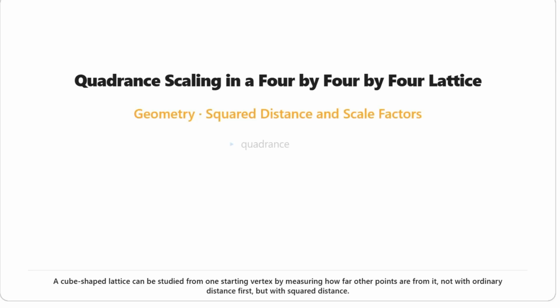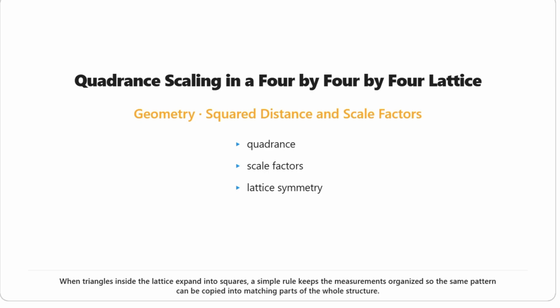Lattice can be studied from one starting vertex by measuring how far other points are from it, not with ordinary distance first, but with squared distance. When triangles inside the lattice expand into squares, a simple rule keeps the measurements organized so the same pattern can be copied into matching parts of the whole structure. The key idea is that squaring a length changes how scaling works, so the body begins by connecting squared distance to the rule shown in the image.